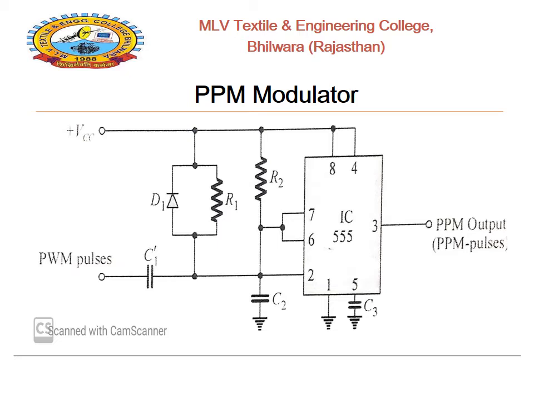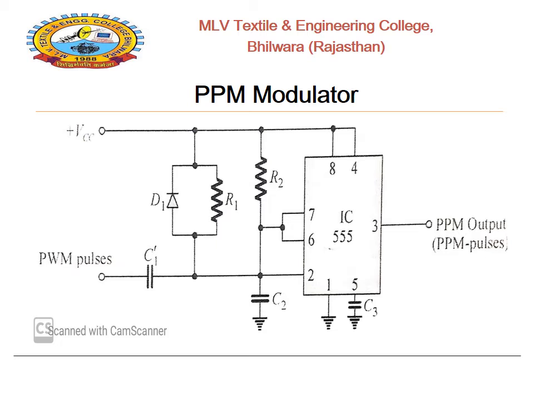Okay, as shown in the figure of the PPM modulator, there is an input section with the capacitor C1 dash in series, connected to the parallel combination of diode D1 and resistance R1, and these connections are connected to the IC555 timer. The IC555 timer is working as a monostable multivibrator. Okay, so the input applied is the PWM waveform.